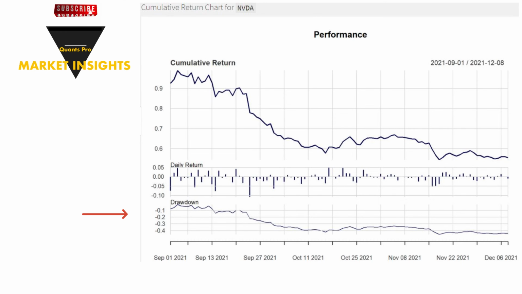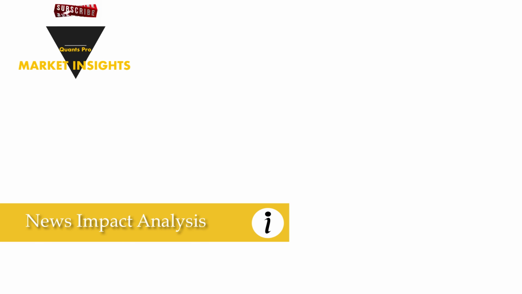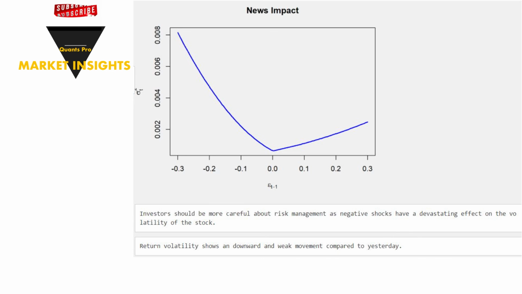One of the important analytics that QuantPro offers to its followers is news impact analysis. With this method, negative asymmetry on the volatility of the stock exposed to any shock or information can be detected. The news impact effect graph for the stock is given in the chart below. When this chart is carefully examined, the effect of negative news on volatility is stronger.